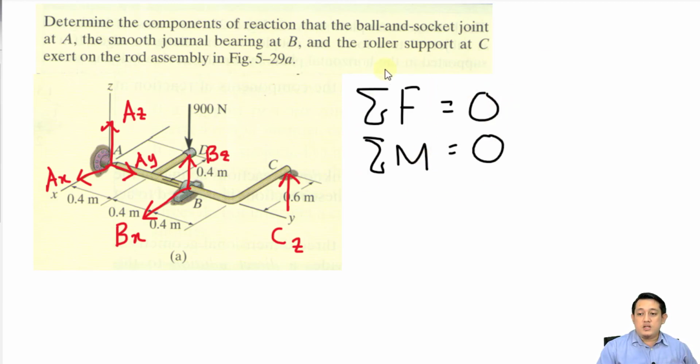This is the one that we will use to create equations so that we can find the value of these unknown reactions. Because we want to use moment 3D, we need to have r and also F in vector. So to make it in vector, first let's write down the coordinates.